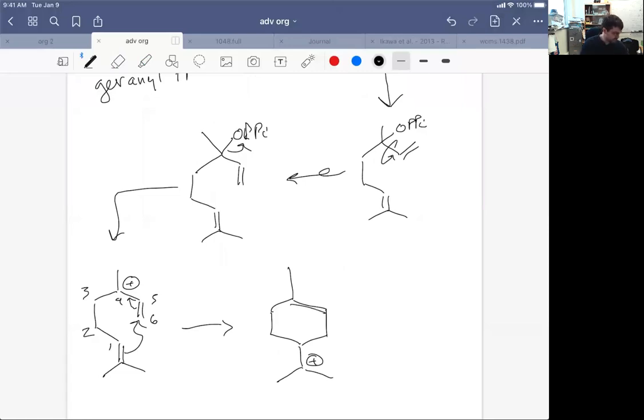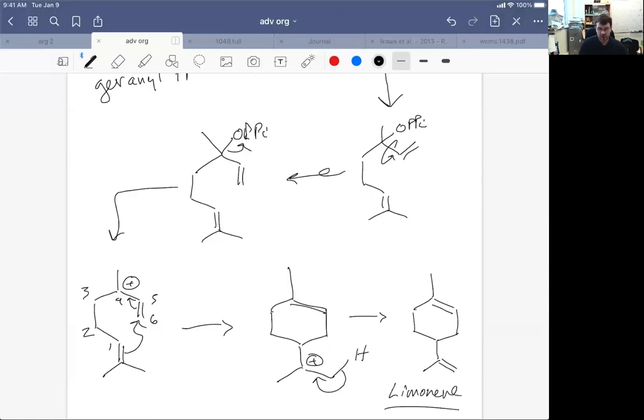And now that positive charge is looking for something to neutralize it, and it can take a hydrogen from over here. And this gives this structure. Now, why would you do this? Well, if you do this, you get a molecule called limonene.